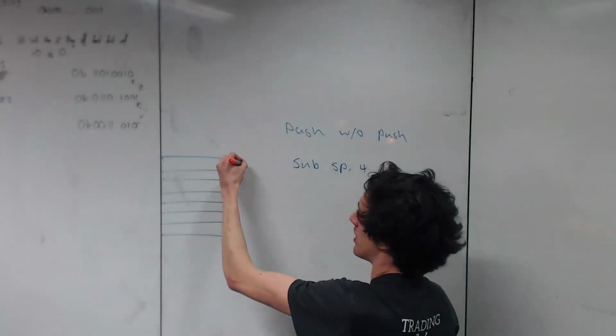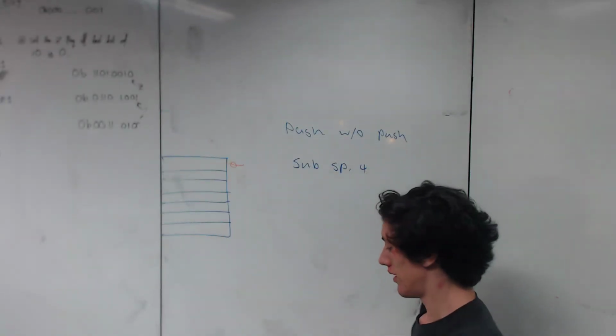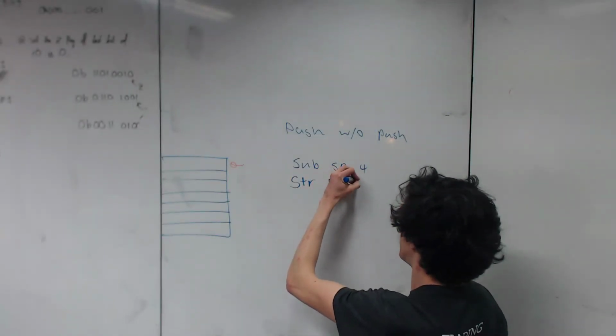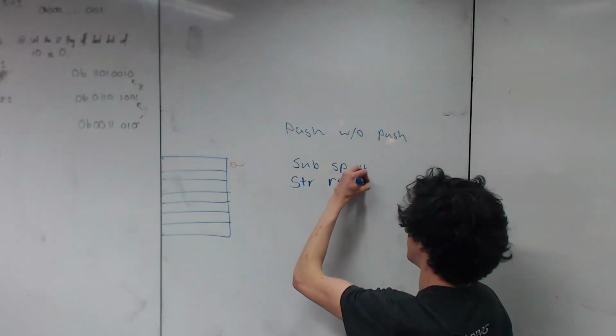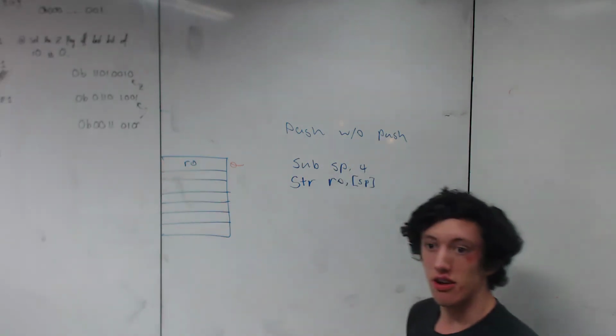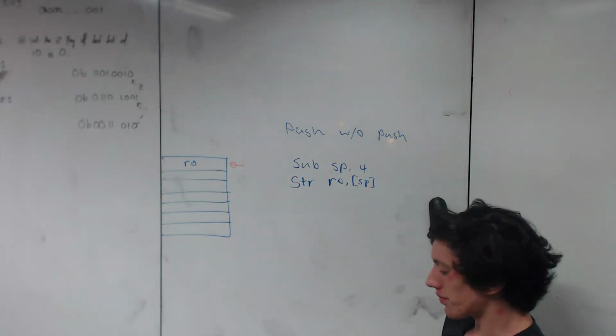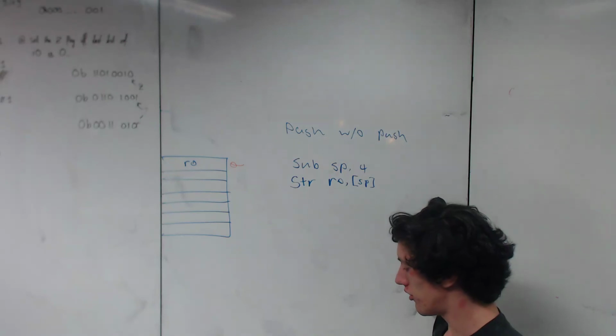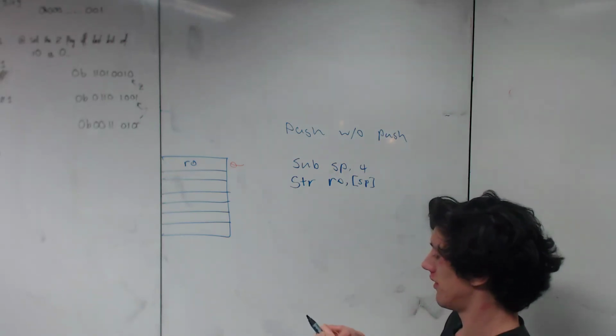Okay, stack pointer now points to our first little empty slot. And then let's say I want to store R0 at the stack pointer. Cool. This now contains R0. That's all very well and good. Now we can do this all in one line.